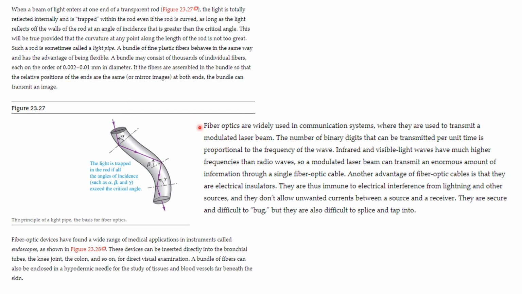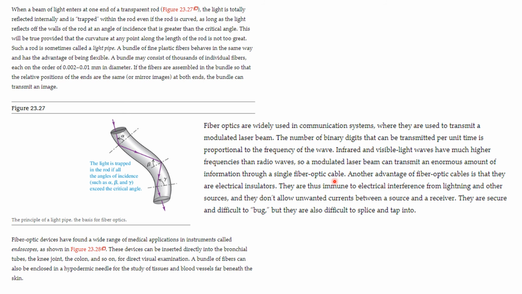In the field where I worked, fiber optics are used in communication systems where we transmit a modulated laser beam. We are basically turning this thing on and off to be zeros or ones. The number of binary digits that can be transmitted per unit time is proportional to the frequency of the wave, and we can do very high frequencies. Infrared and visible light waves have a much higher frequency than radio waves, so a modulated laser beam can transmit an enormous amount of information through a single fiber optic cable.